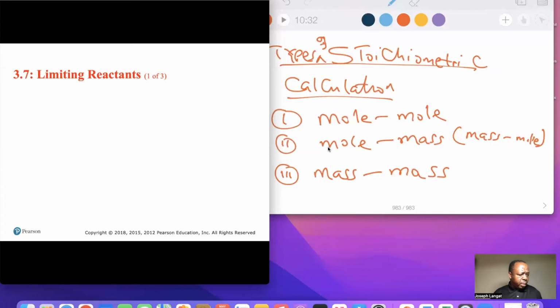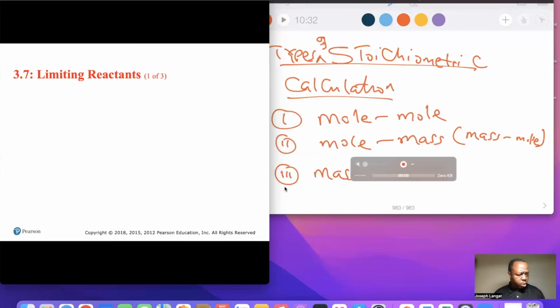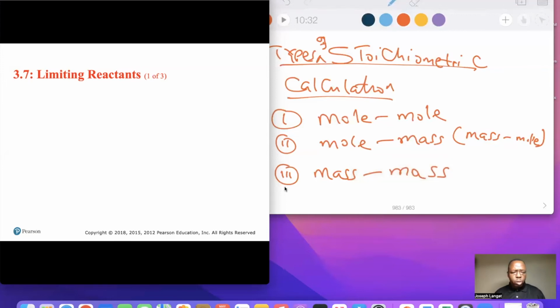Let's look at the last section here, which is the limiting and excess reagent. But before we do that, I want you to take note of these three types of calculation. We'll come back to that, and we see how to calculate mole to mass.